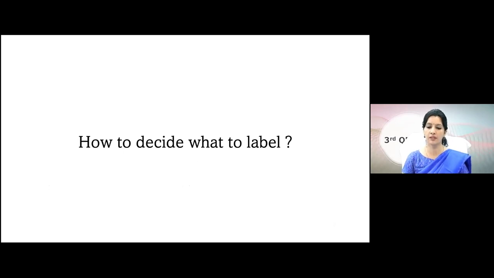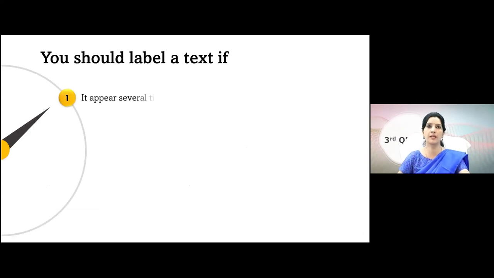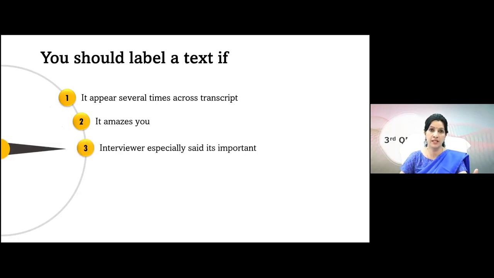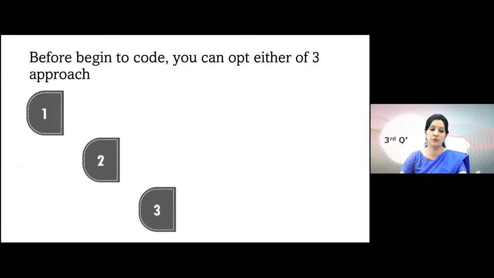Now, how to decide what to label? You should label a text if it appears several times across the transcript, if it amazes you, if the interviewer specially said it's important, or you read something similar in the previous literature, or it is related to a theory or concept. This labeling is regarding coding only. These things definitely you should code.